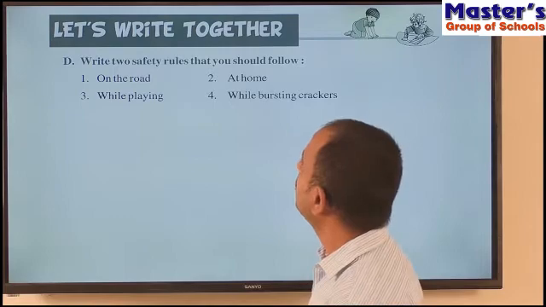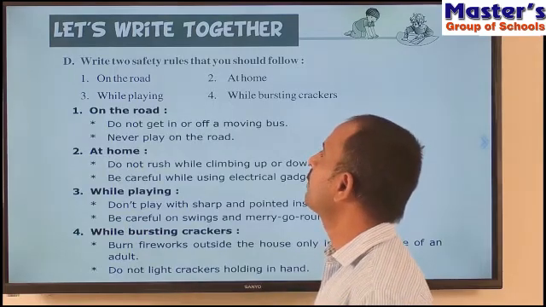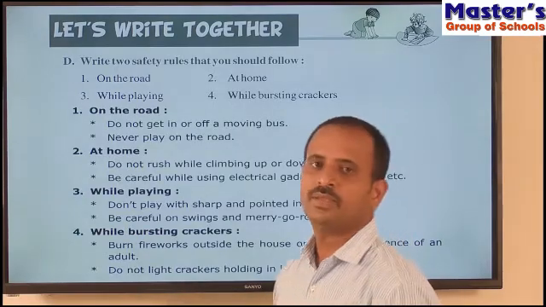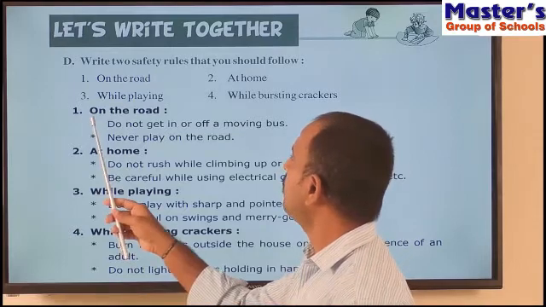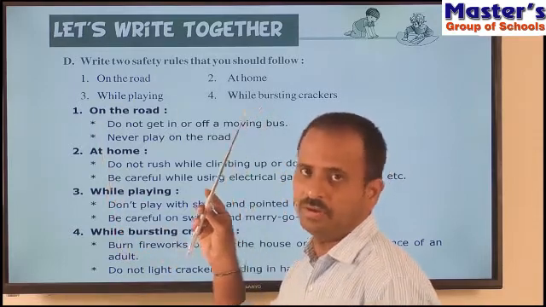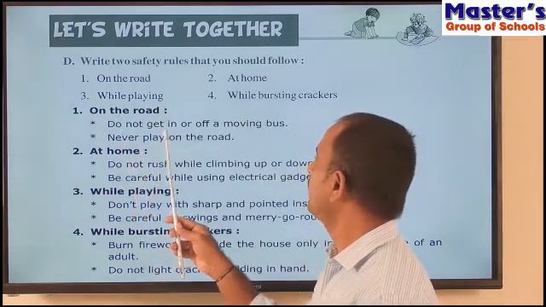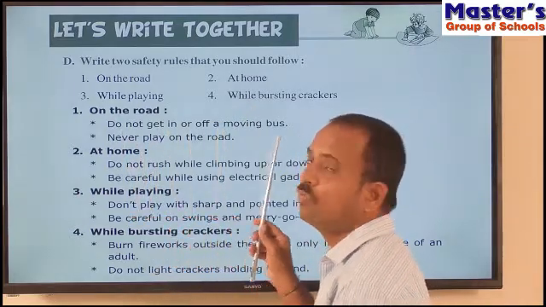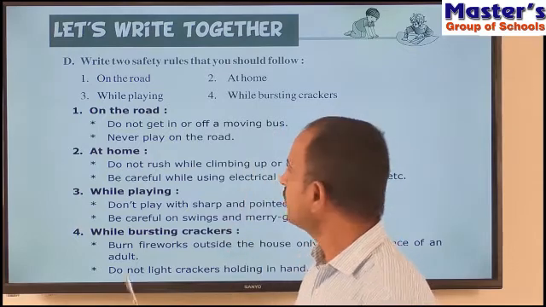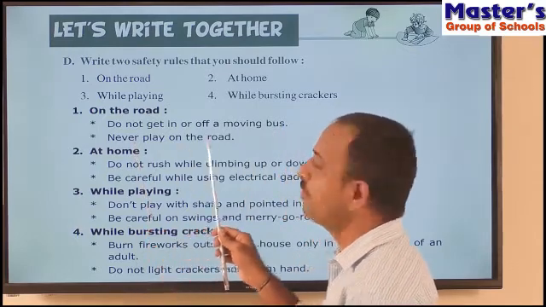So let us see the answers for these situations. So children, look at the screen. So here the first one is on the road. So when we are on the road, what are the safety rules we have to follow? So do not get in or off a moving bus. And the second one is never play on the road.